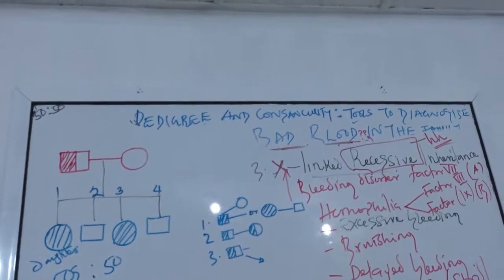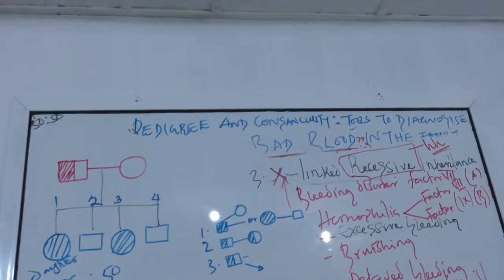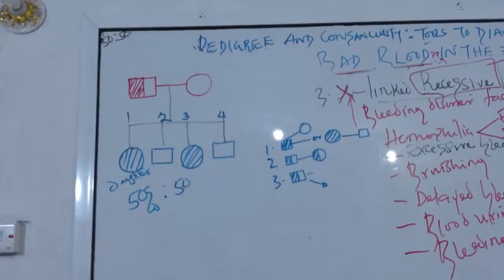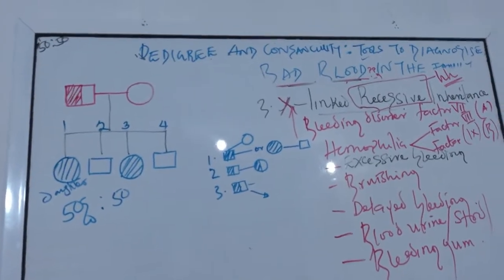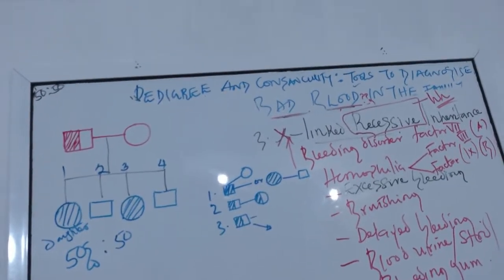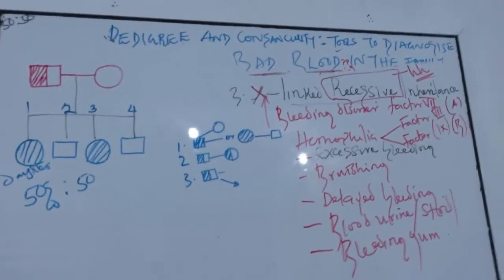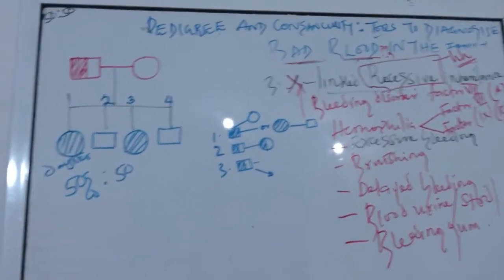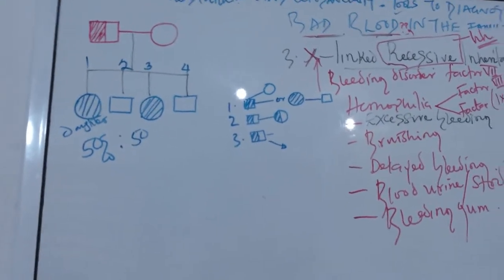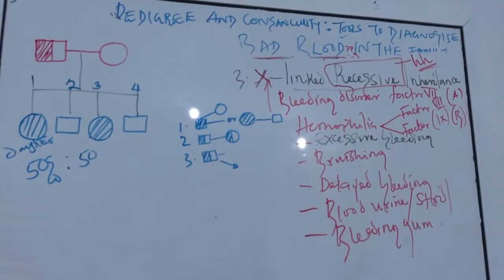And because the father is a carrier, he has a 50% chance of passing it to his daughter rather than to the son. And that's why we said it has a 50% chance that the daughter is going to be more affected. So you need to know that. That is the third condition.